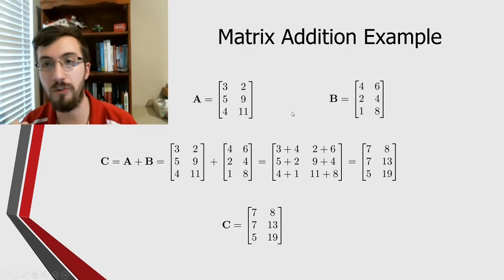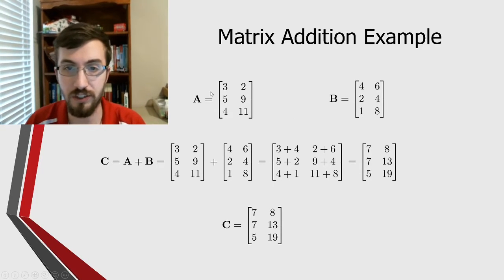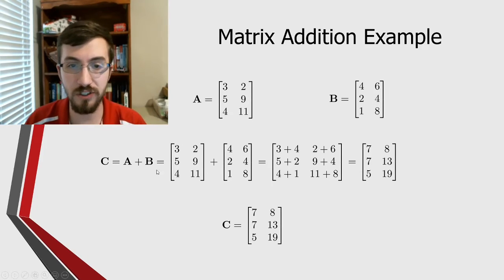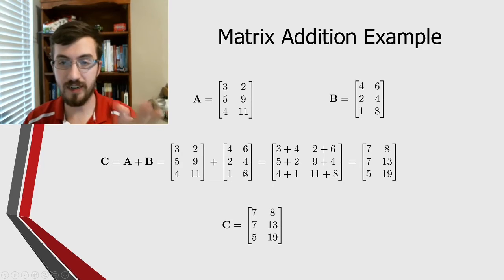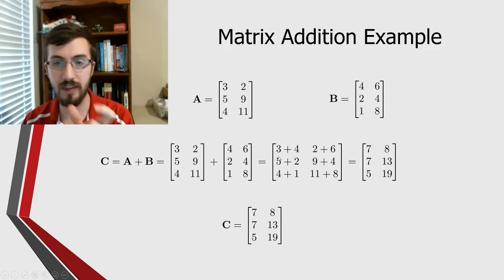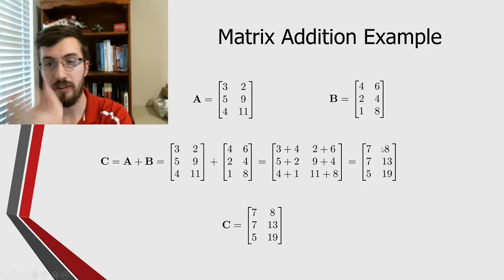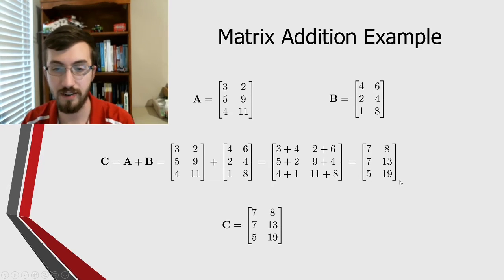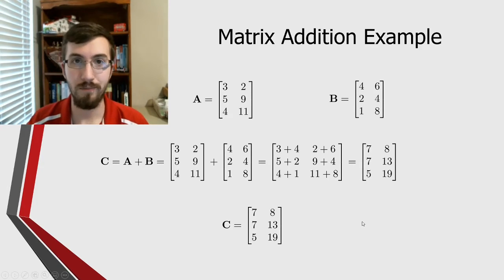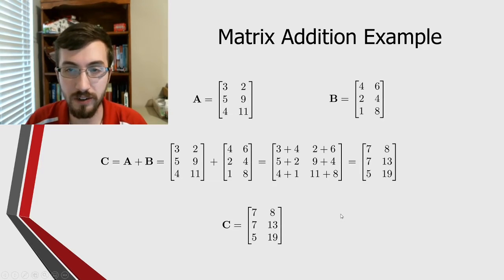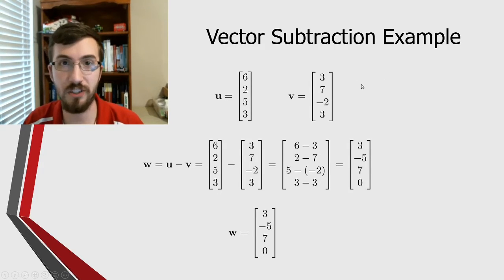So let's look at what we do with matrices, right? Matrix addition. You have this A and B. And we want to find matrix C, which is them added together, right? So we take them and we just combine the components, right? 3 plus 4, 2 plus 6, 5 plus 2, 9 plus 4, 4 plus 1, 11 plus 8, right? And that gets you to your final matrix, right? So C is 7, 8, 7, 13, 5, 19. There you go. Pretty simple, pretty straightforward.